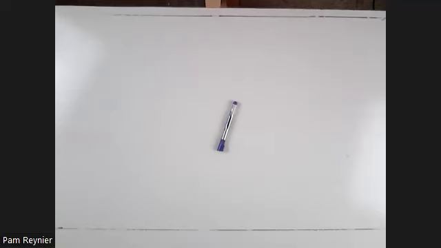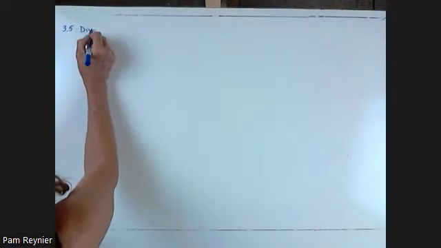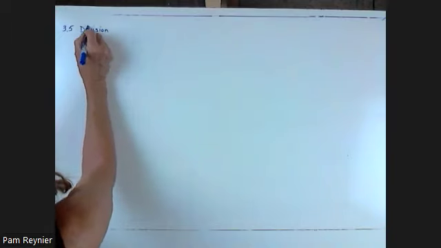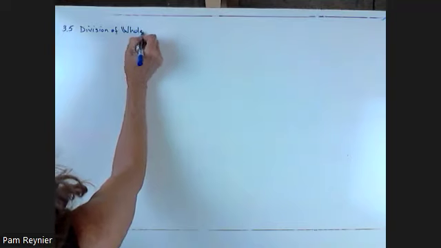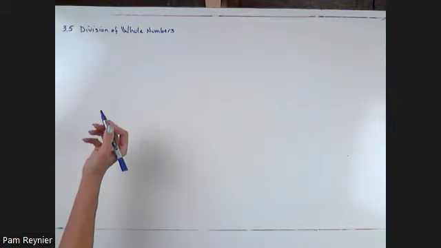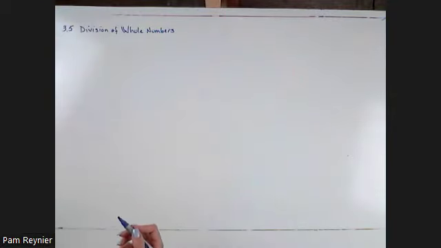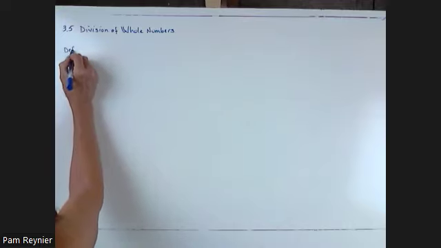All right, we're going to take a look at section 3.5, division of whole numbers. We've just finished multiplication, and now we're going to take a look at what we mean by division.